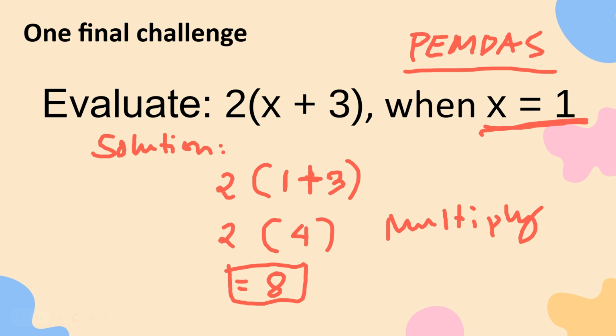So that is now the value for the expression 2 times x plus 3. 8 is the value for the algebraic expression 2 times x plus 3 when x is 1, of course.